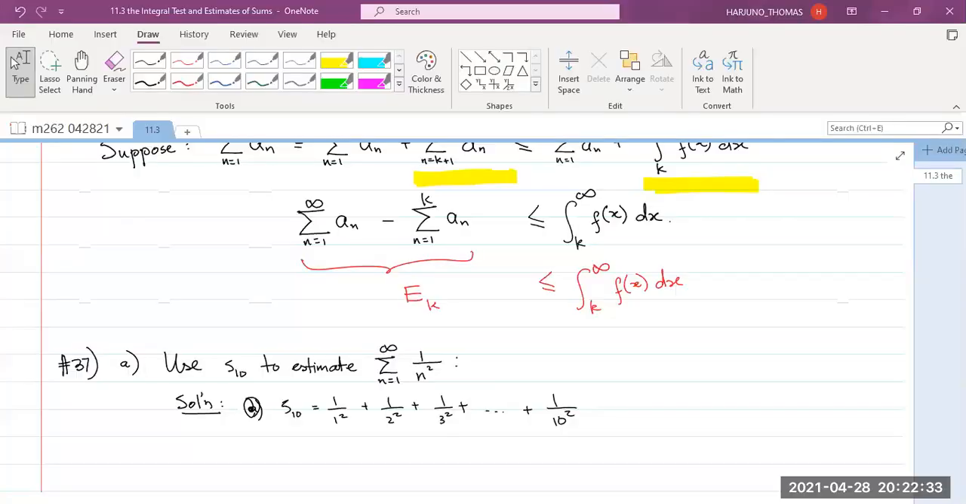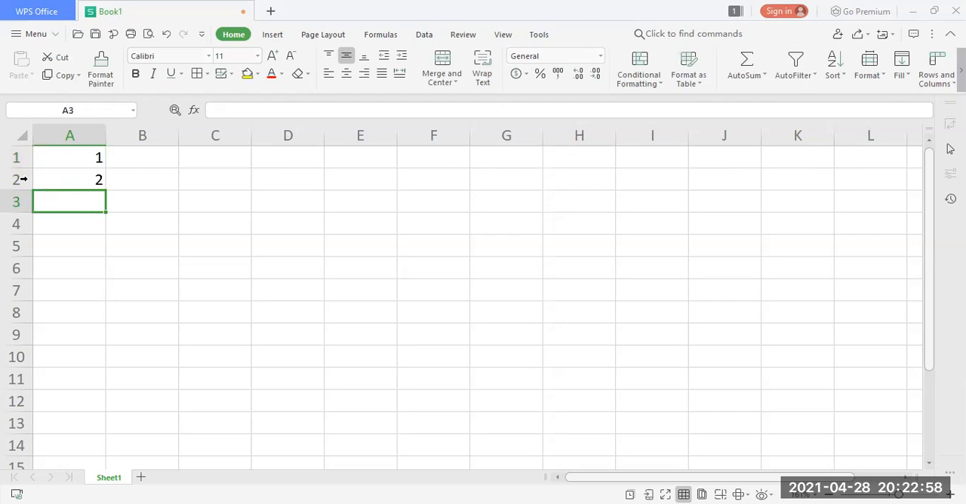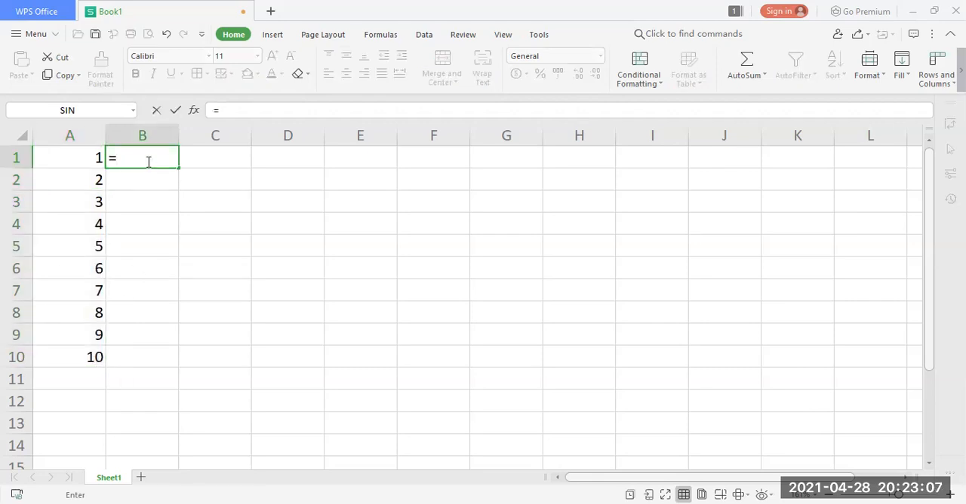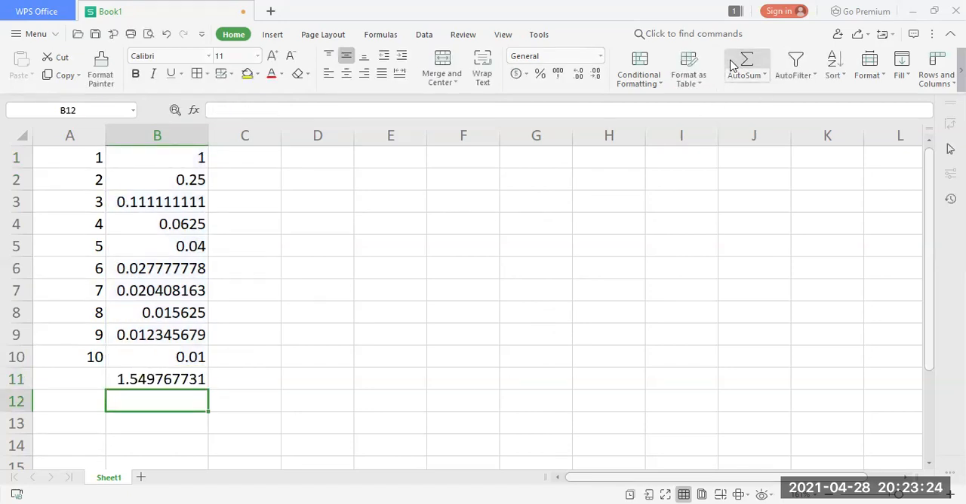I want to use a spreadsheet. Okay. This one here, maybe let me enlarge that. So this is 1, 2, 3, 4, 5, 6, 7, 8, 9, 10. And this is equal to 1 over that thing squared. And I will copy that. Okay, so the sum of the first 10 terms will be this guy. That's the sum of the first 10 terms.